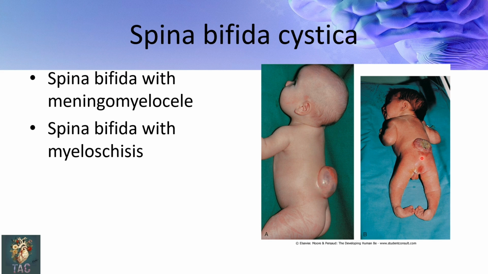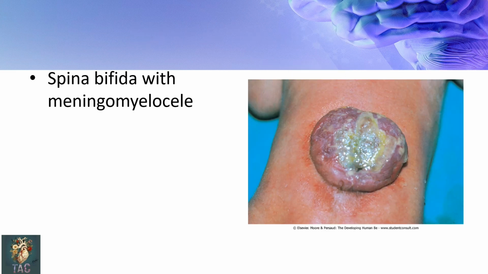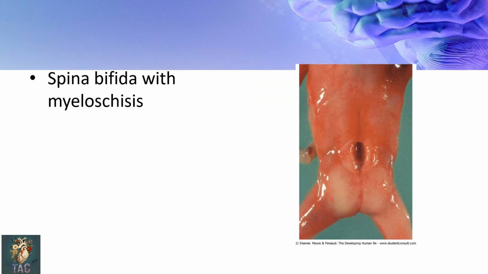And in spina bifida with myeloschisis, the vertebral arches and the neural tube do not close, and it is exposed to the exterior. So this is the detailed diagram of spina bifida with meningomyelocele, and this is the diagram of spina bifida with myeloschisis.